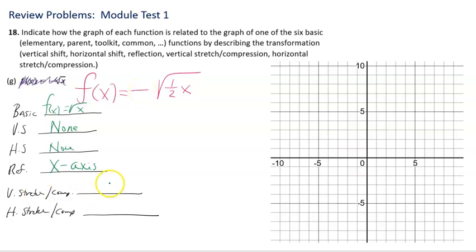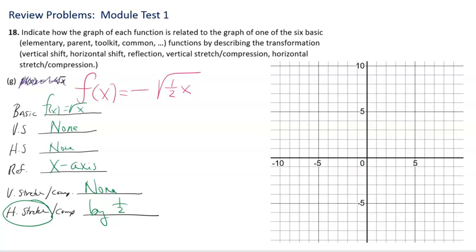Do I have a vertical stretch or compression? No, I don't. If the 1/2 were outside, in front of the square root, if I move that 1/2 out here, that would be a vertical compression. But because the 1/2 is inside with the x, it is a horizontal stretch by a factor of 1/2. So remember, when things are inside, it's always the opposite of what you think. Like a 1/2 seems like it ought to squish it, but it doesn't. It stretches it. Just like a plus seems like it ought to be to the right. It's not. It's to the left. It's the same idea. So it's a horizontal stretch by 1/2.